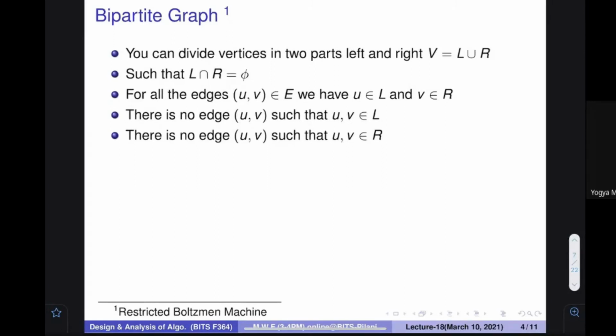So now let me restrict you to a particular kind of problem which we are going to solve today. It's called the bipartite matching problem, where there is a graph that we can call a bipartite graph. A bipartite graph is a graph where all the vertices that you have, you can divide into two sets, L and R, such that the left and right sets have nothing in common.